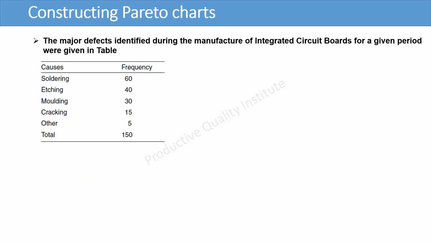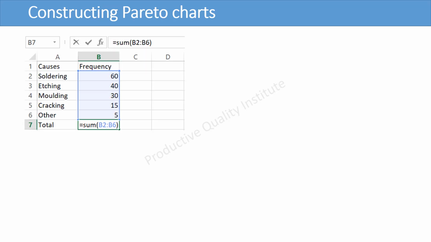Now, we will perform an example from the manufacture of integrated circuit boards. The major defects which have been identified during the manufacture, for a given period, were given in the following table. We will follow the next steps.